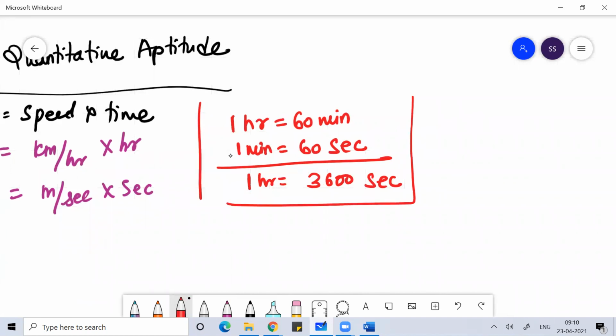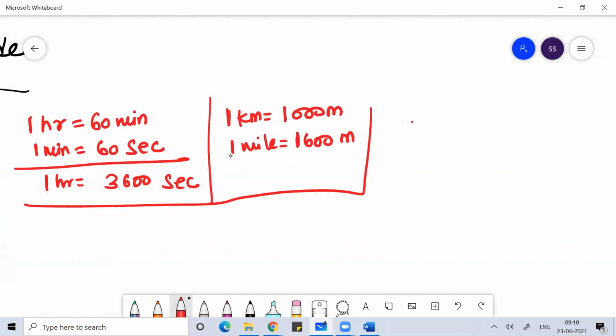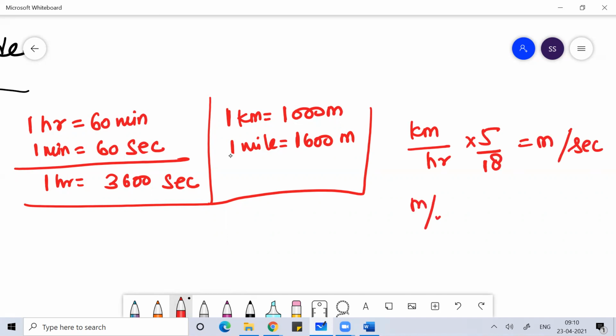Gradually, we know that 1 kilometer is equal to 1000 meters. We can say that 1 mile is equal to 1600 meters. We can remember this. To convert kilometer per hour into meter per second, if you multiply the kilometer per hour value by 5 by 18, you will get the value in meter per second. Similarly, you can convert meter per second into kilometer per hour by multiplying it by 18 by 5. So if you multiply meter per second by 18 by 5, you will get the value in kilometer per hour.